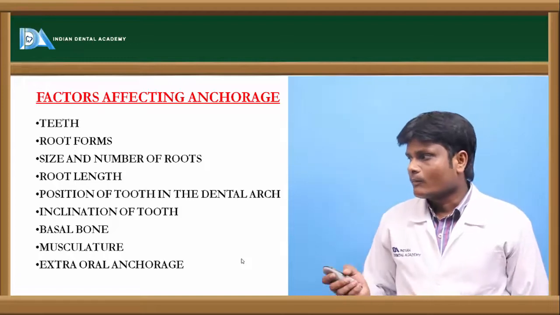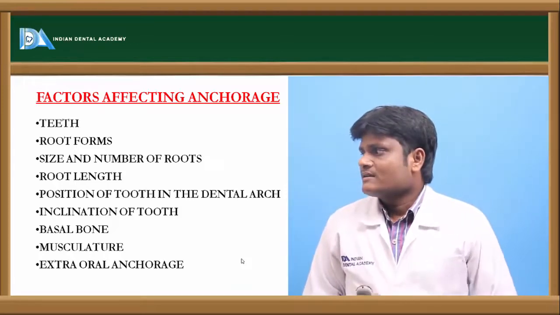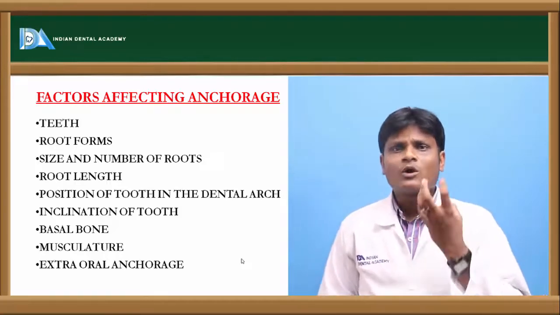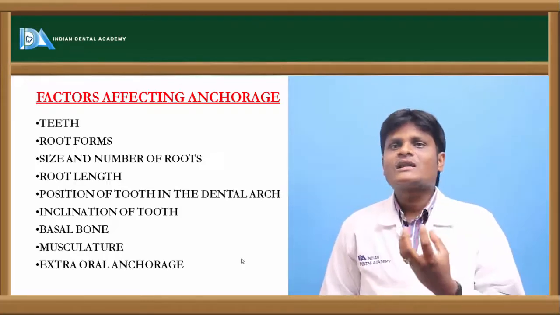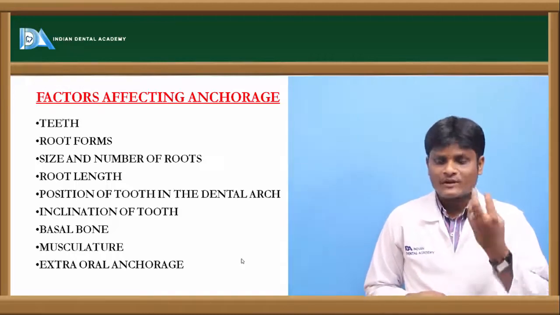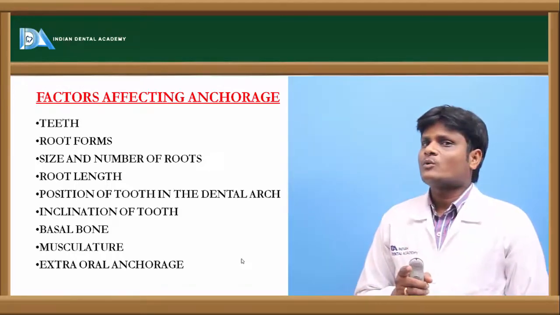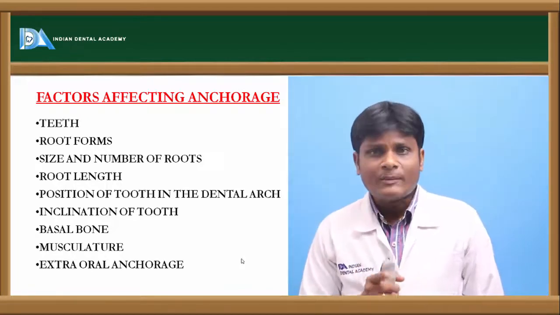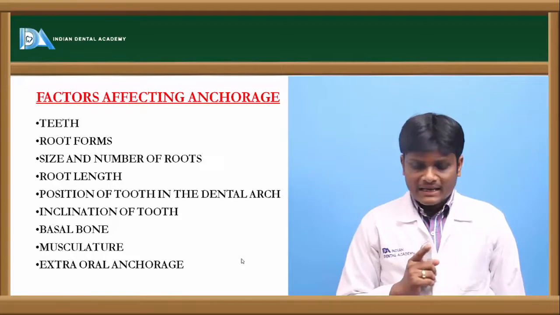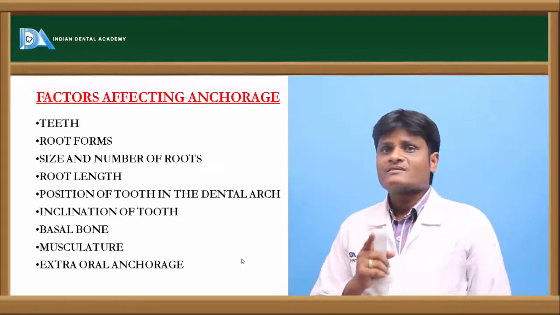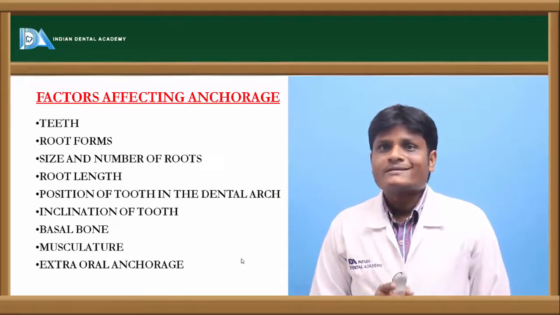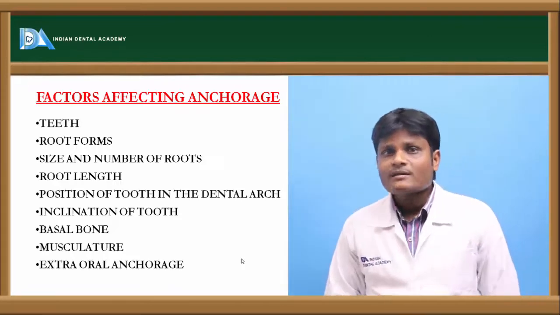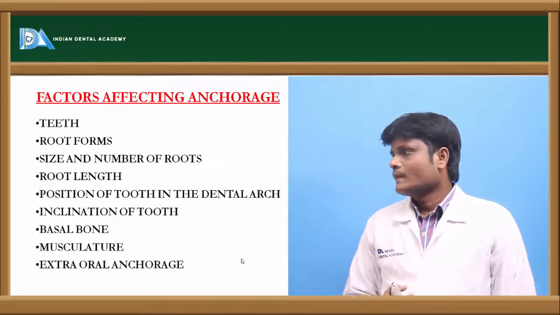Okay, now coming to the size and number of roots. The larger the size of the root, more will be the anchorage potential. The more the number of roots, more will be the anchorage potential. For example, maxillary first permanent molar provides more anchorage resistance when compared to the mandibular first permanent molar. Why? Because maxillary first permanent molar has 3 roots. That is due to tripod effect. It offers more resistance to tooth movement when compared to the mandibular permanent molars.